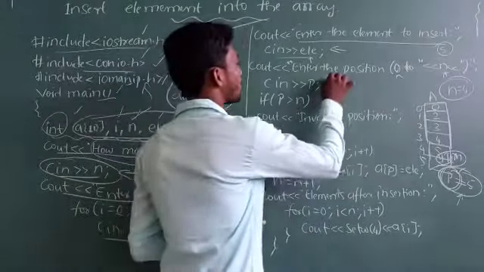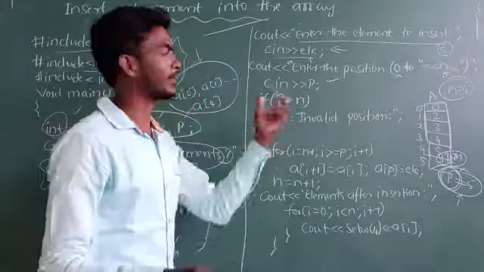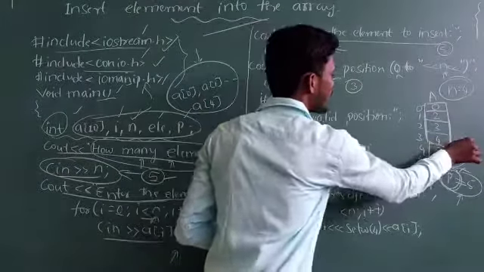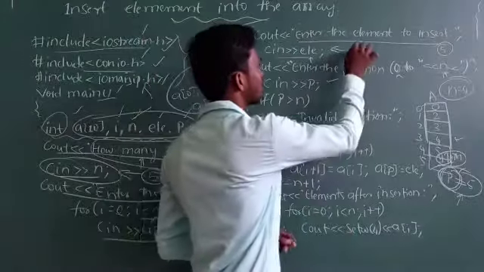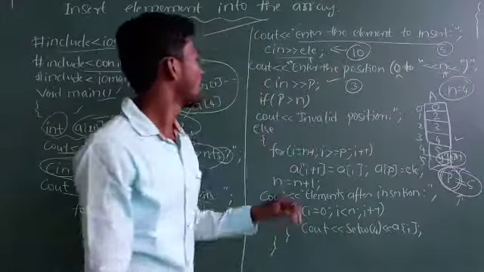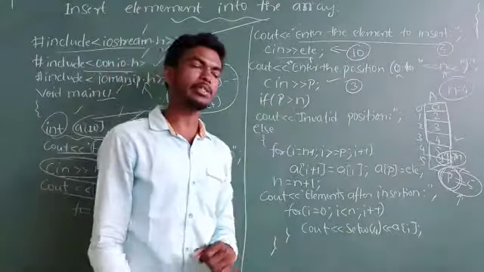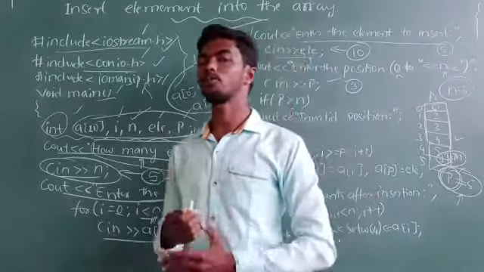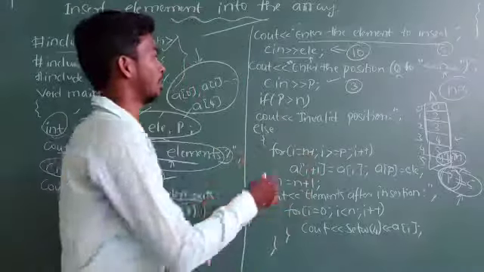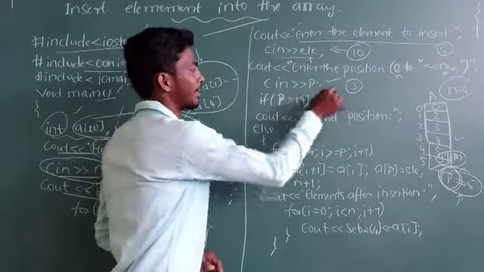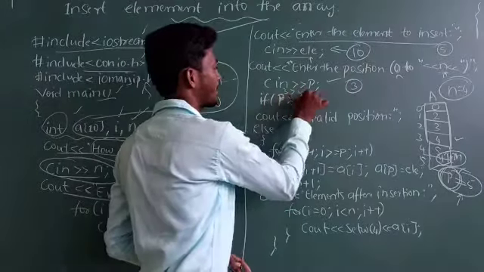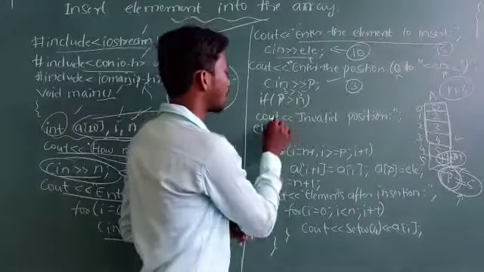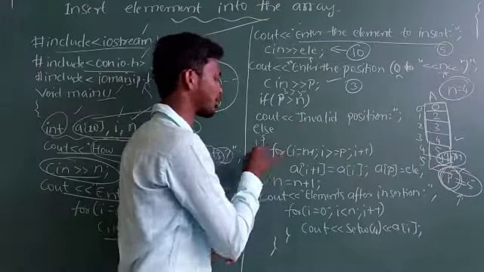Understood? Enter the P. I will enter P as 3. Here I need to insert a new element, and the element is 10. Now we need to check whether the entered position is valid or invalid. P, that is 3, is greater than 5. Is it true? No, it is not true. So the else part will be executed.